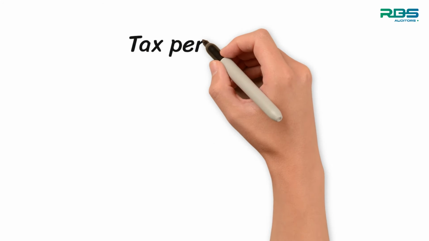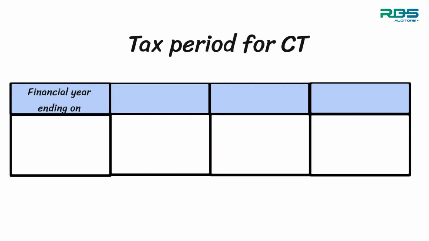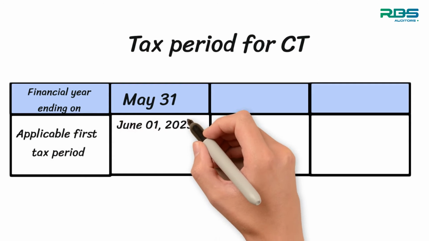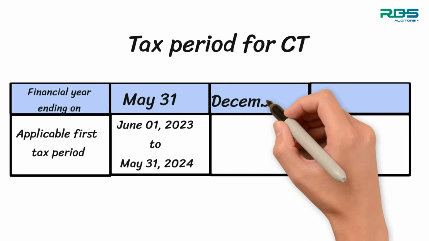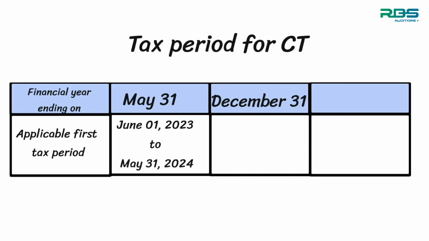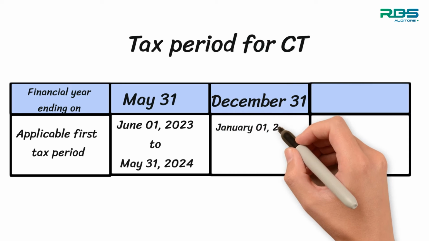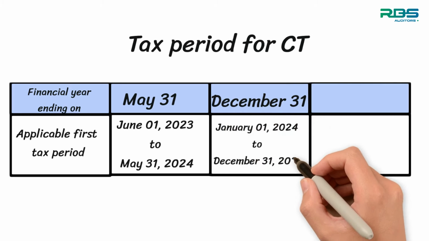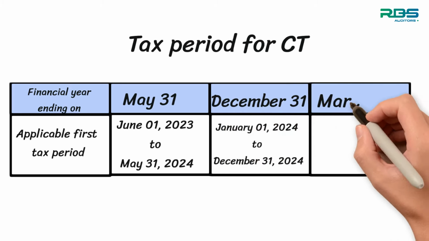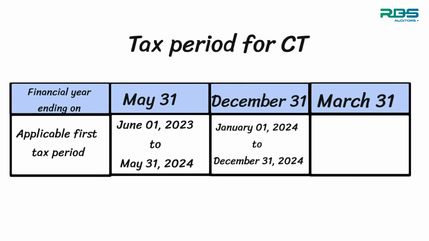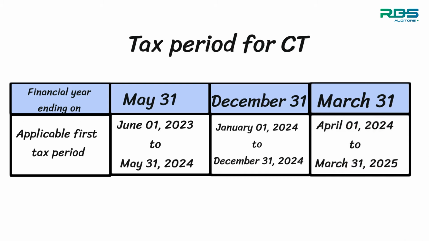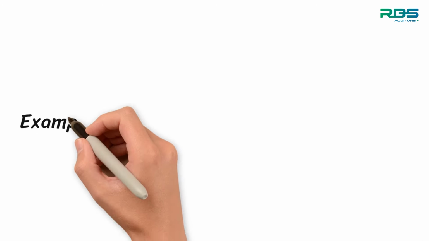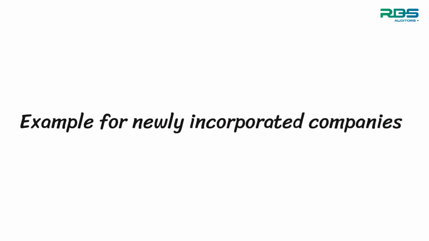Tax period for CT. If FY ending is May 31st, then the first tax period is June 1, 2023 to May 31, 2024. If FY ending is December 31st, then the first tax period is January 1, 2024 to December 31, 2024. If FY ending is March 31st, then the first tax period is April 1, 2024 to March 31, 2025. Example for newly incorporated companies.